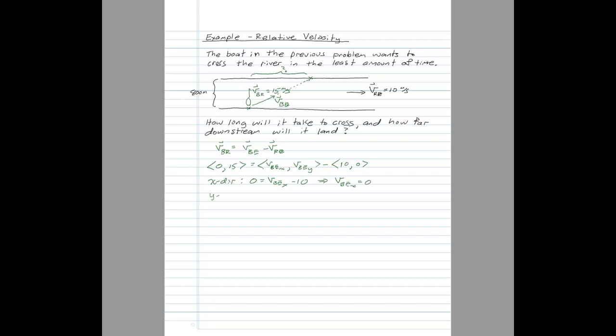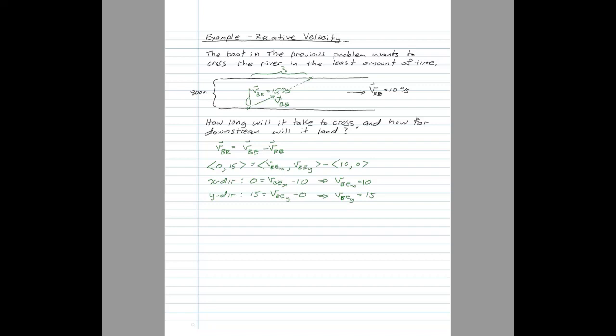And the y direction, 15 equals VBEY minus 0. And again, we quickly see that VBEY equals 15. Oops, miswrote this one up here. VBEX should be 10. Okay, so there are the two components. They're both positive, and per our picture, that makes sense.